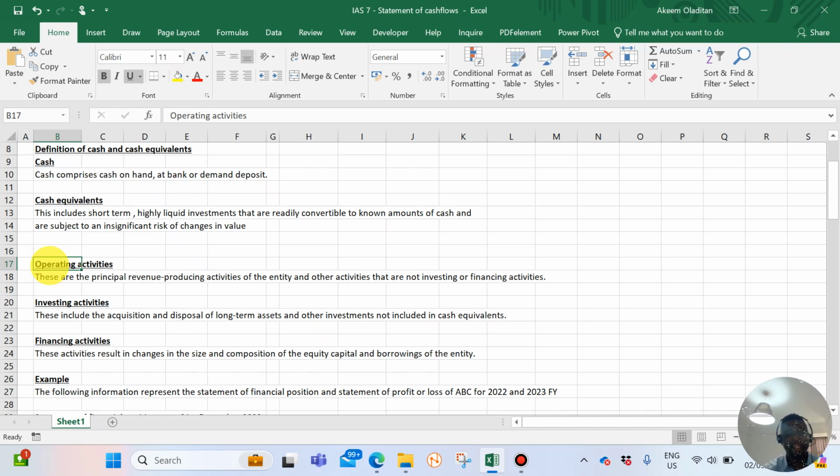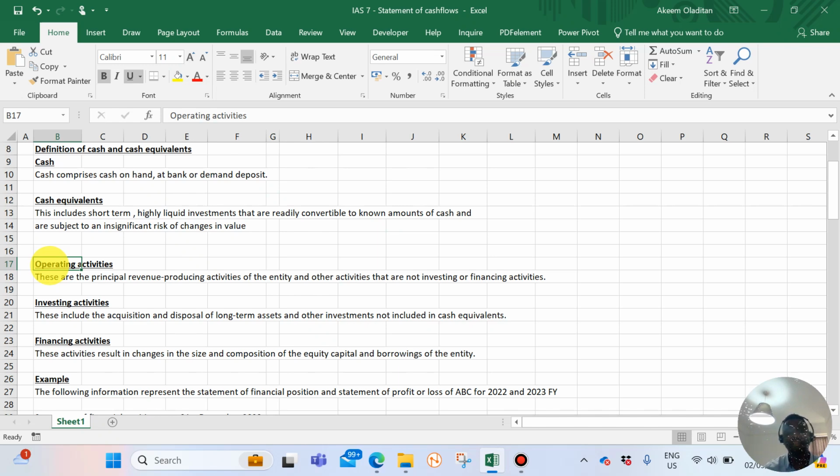Investing activities, like I mentioned earlier, is where you are investing in long-term assets, like buying property, plant, and equipment, also disposal of property, plant, and equipment, or sometimes you can invest in subsidiaries, like investment in shares in subsidiaries, associates, and others. So those activities fall under investing activities.